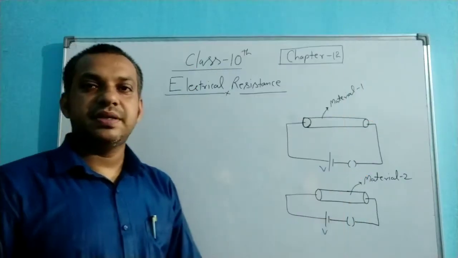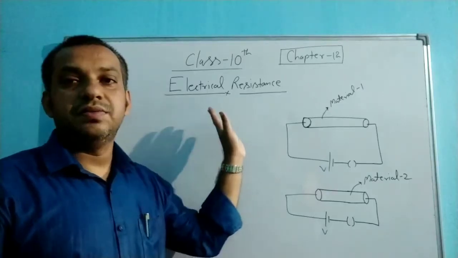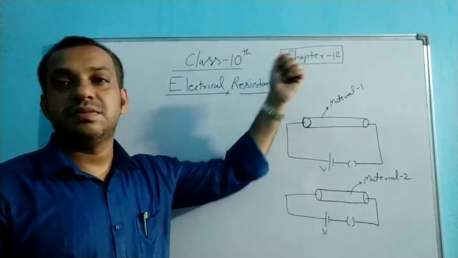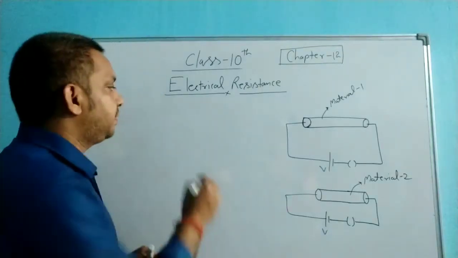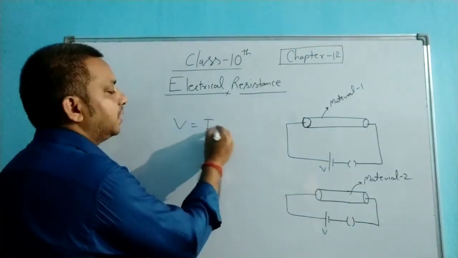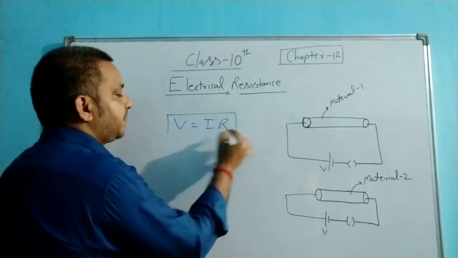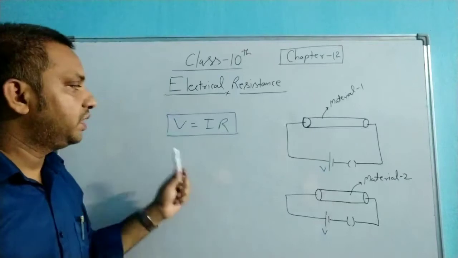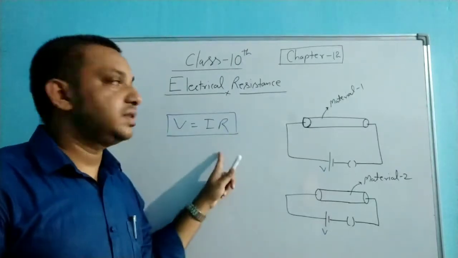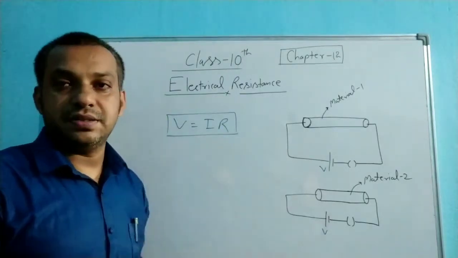Class. Today's topic is electrical resistance, which is NCERT's Chapter 12 part. In Ohm's law, we studied that V is equal to I into R, where R is the electrical resistance. Today we are going to discuss the physical significance of this electrical resistance.